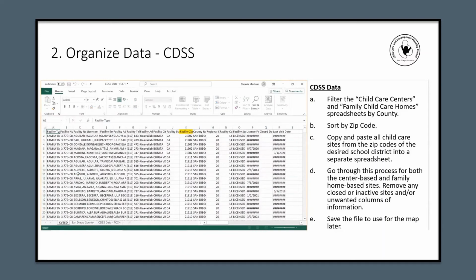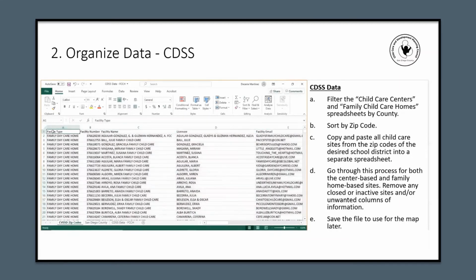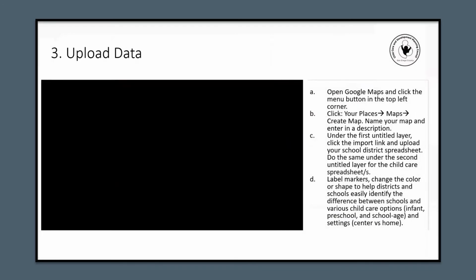I like to rename my tabs, makes it easier to find the data I'm looking for. And then as usual, go ahead and save your work. You'll want to save it in the location and with the title that you'll remember. This is the file you're going to be uploading onto Google Maps. Okay, so far we have downloaded both the CDE and CDSS data sets. We've organized both data sets. And now it's time to upload that data onto Google Maps to create a nice visual.